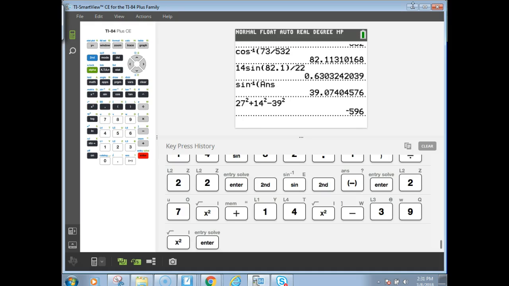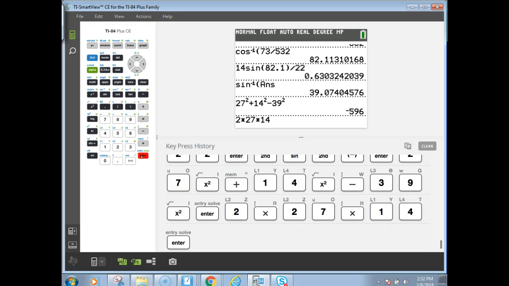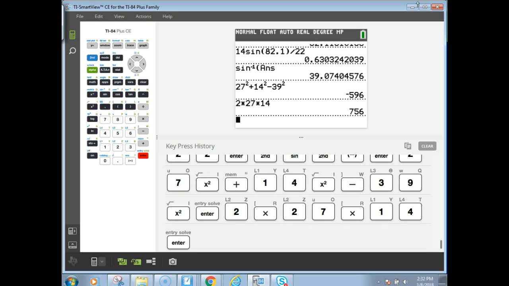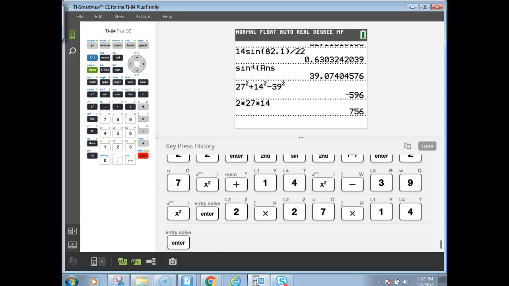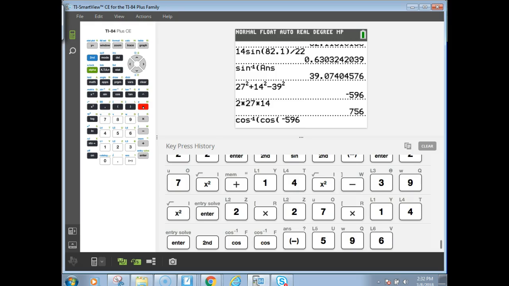Okay, so my numerator is negative 596. I'm going to go ahead and type in so I can see what my denominator is going to be. 2 times 27 times 14. Okay, so I've got negative 596 over 756. And I take the second cosine and I put those numbers in. Negative 596 divided by 756.